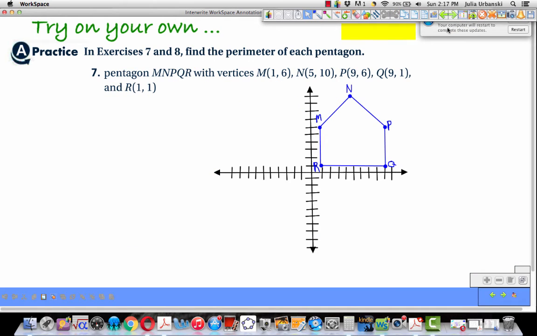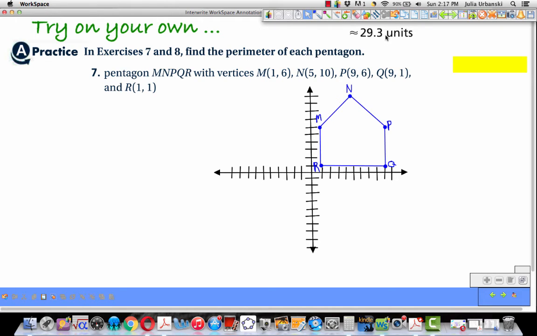Alright, so there's a couple for you to try on your own here. And the challenge is to be able to figure out the distance from here to here using the distance formula and the distance from here to here using the formula. So take a couple minutes on your own, hit pause, and come back when you're ready to check your answers. Okay, so for number 7, the correct answer was about 29.3 units.